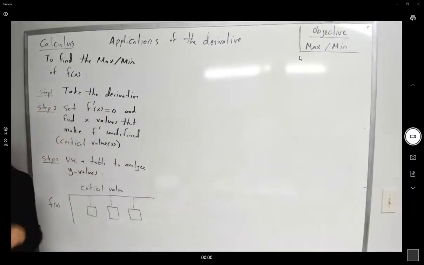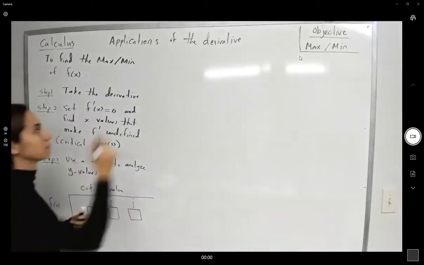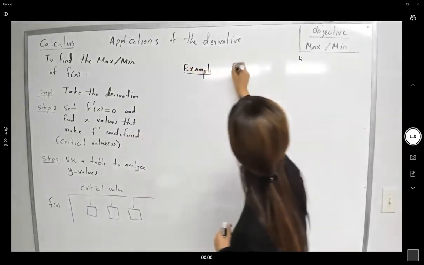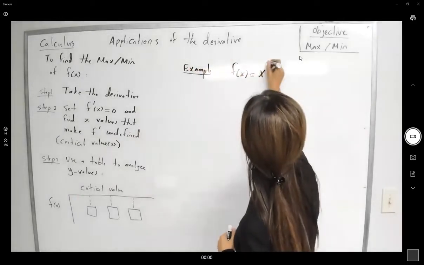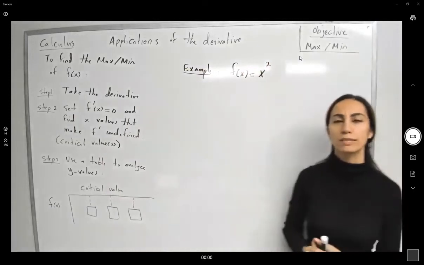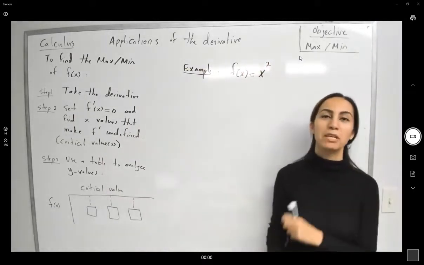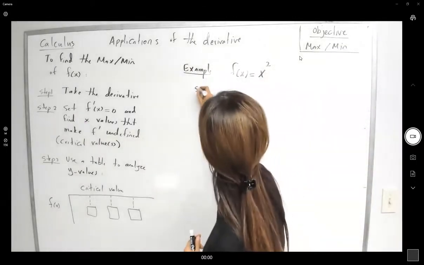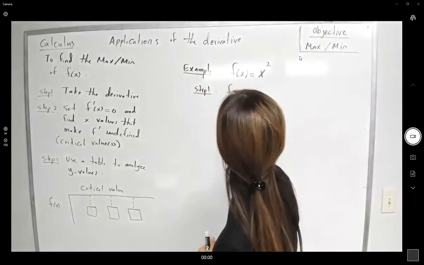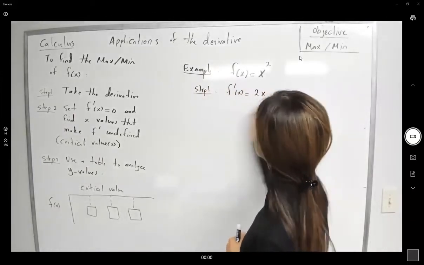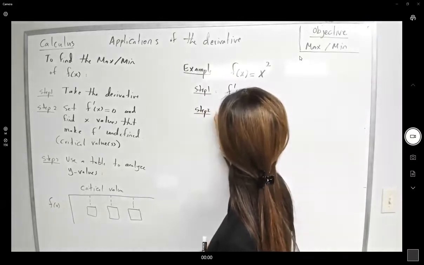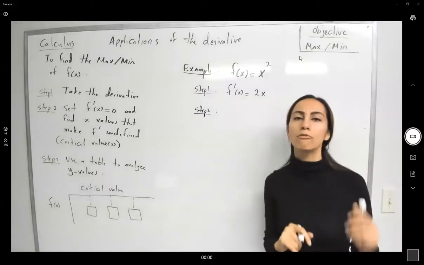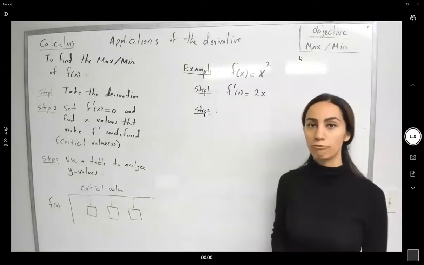Now, suppose I give you this function. Example. Consider f of x equals x squared. The question says, analyze the maximum and minimum of this function. If we follow the steps, in step 1, we take the derivative of the function, f prime, which is 2x. In step 2, we find the critical values by setting the derivative equal to 0 and looking for x values that make the derivative undefined.